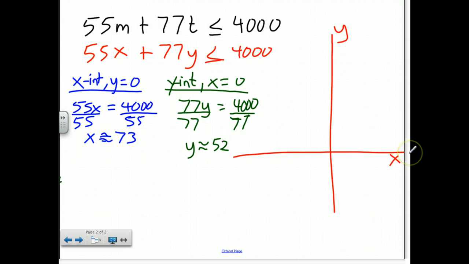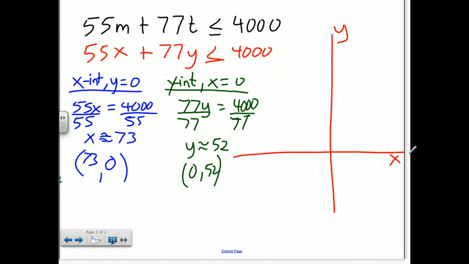Okay? How do we put this together to form a point? For the x-intercept, what's the point going to be? 73, 0. What about the y-intercept? 0, 52. This is actually a very good technique to use to graph a problem like this. Figure out the 2 points, connect, pick a line. Done. Okay? So here we go.